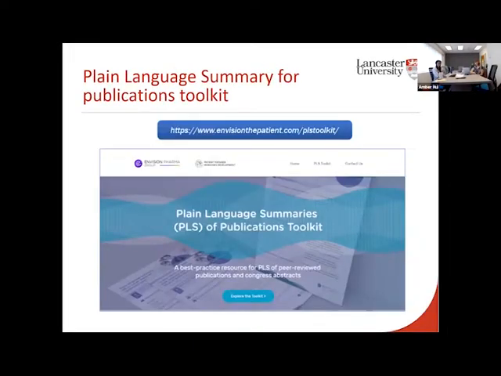And more recently, some of these may already be familiar to you, so please bear with me if they are, but if they're not, I'm just flagging them so that you can see some of the things that we've drawn on in Spectrum. This one is the Envision Plain Language Summary Toolkit. The aim of this is to support the writing of plain English summaries for all research papers so that research is much more accessible to the public.